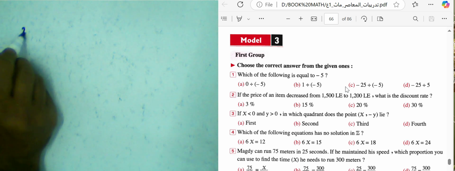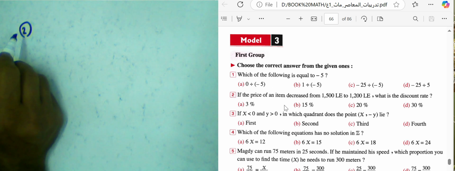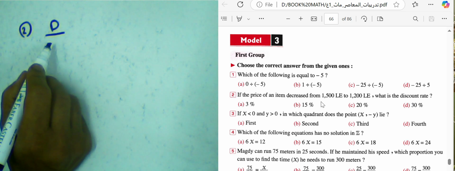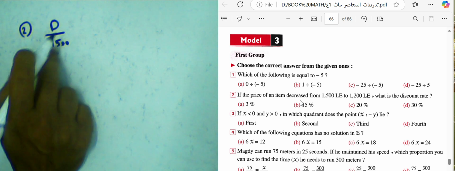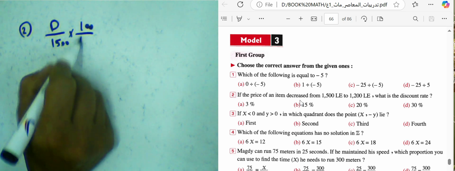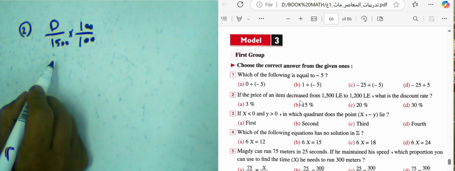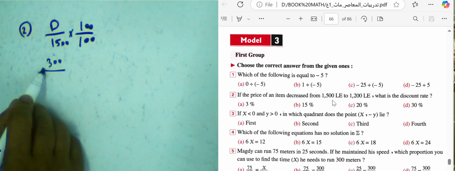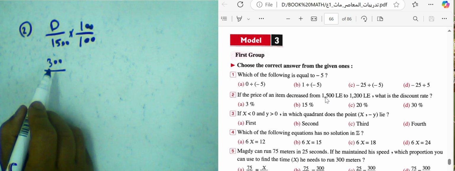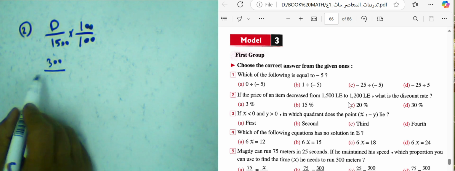Next question is number 2. If the price of an item decreased from 1,500 to 1,200 Egyptian lira, what is the discount rate? Discount rate means discount over 1,500, multiplied by 100 to convert to a percentage. And the discount will be what? 300. The price was 1,500 and it converted to 1,200, so the discount is 300.